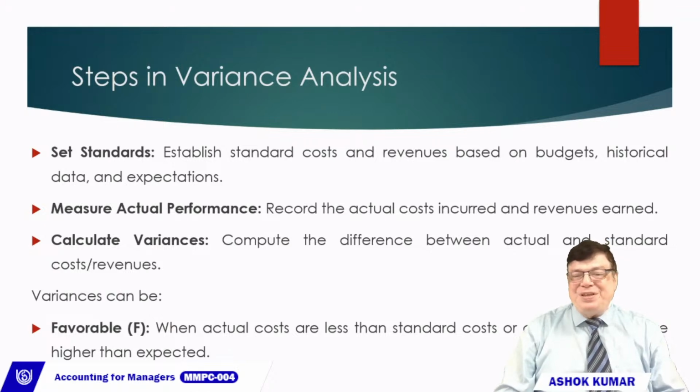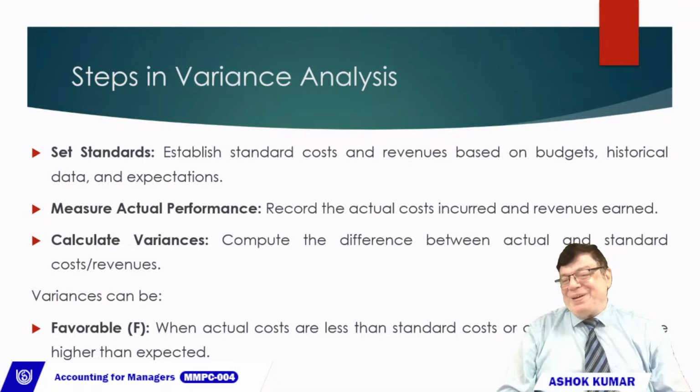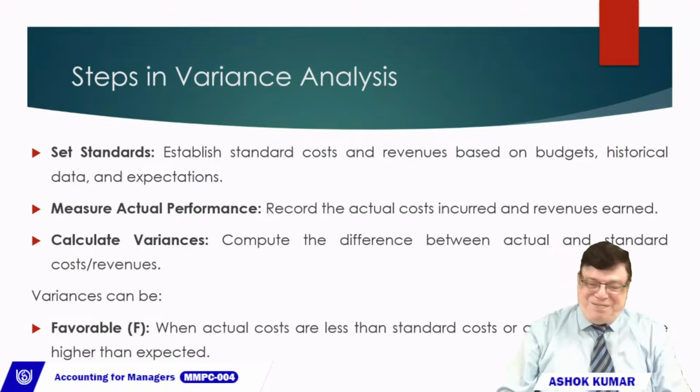Variances can be favorable. If they are favorable, we denote them by F. When actual costs are less than the standard costs or actual revenues are higher than the expected revenue, then it is favorable. Then variances are favorable.